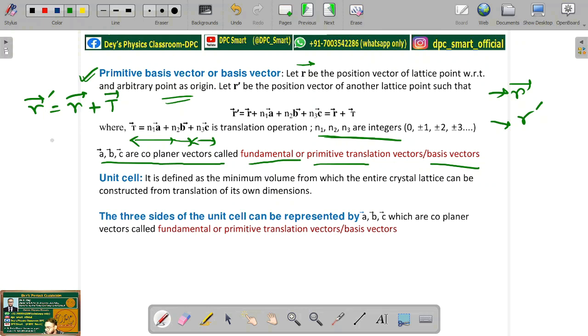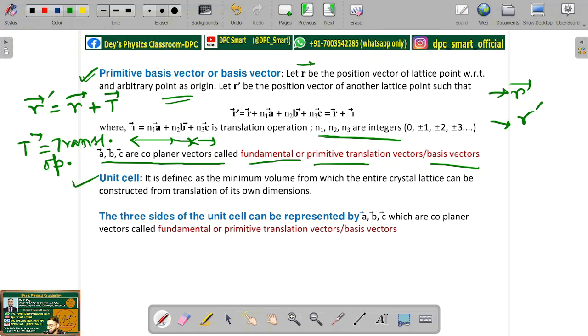So this T vector, which equals n1a vector plus n2b vector plus n3c vector, is called the translational operator vector. This T vector, which consists of three vectors small a, small b, small c, they are called fundamental or primitive translational vectors or basis vectors. So we call these basis vectors.